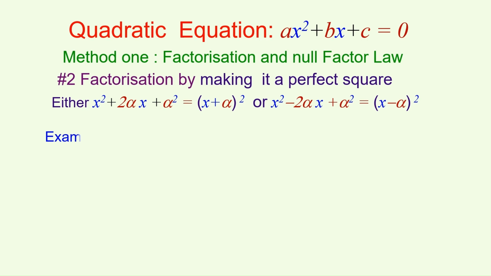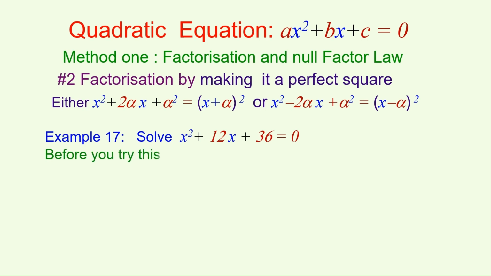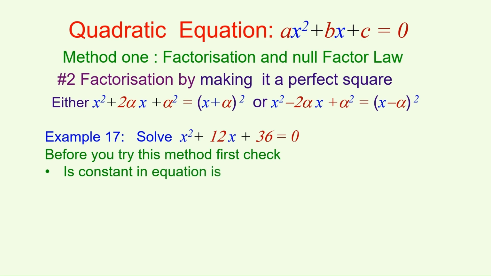Number 2. Factorization by making it a perfect square. Either x squared plus 2 alpha x plus alpha squared equals x plus alpha whole squared, or x squared minus 2 alpha x plus alpha squared equals x minus alpha whole squared.